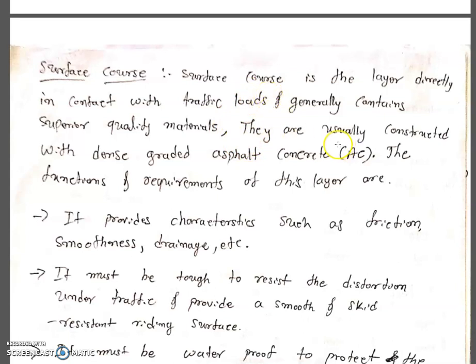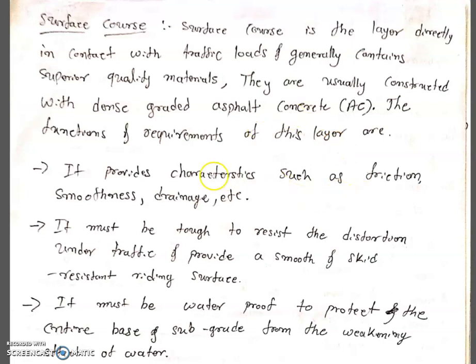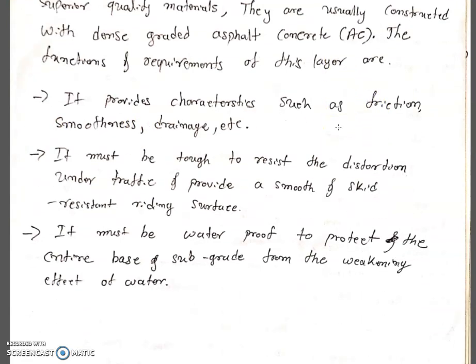What are the functions or requirements of the surface course? It provides characteristics such as friction, smoothness, dryness, etc. We have to provide the proper camber for dryness, and friction for proper smoothness. Next, it must be tough to resist distortion under traffic and provide a smooth, skid resisting riding surface. Distortion means the small aggregates, as we may have seen, come out of the road.